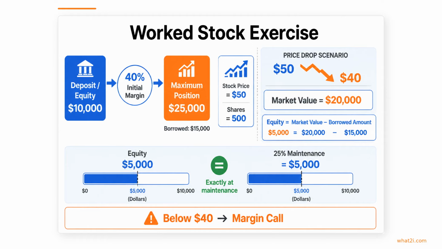The same logic shows up in a stock example. A $10,000 deposit with a 40% initial margin supports a $25,000 buy position, or 500 shares at $50 each, and if the price falls to $40, the market value becomes $20,000, leaving $5,000 of equity, which is below the 25% maintenance requirement.